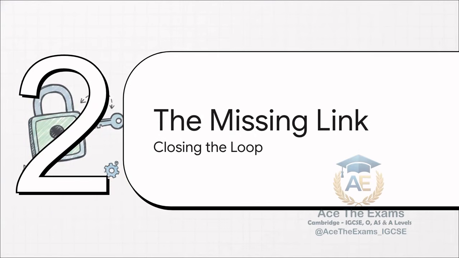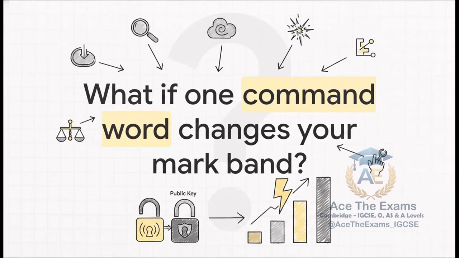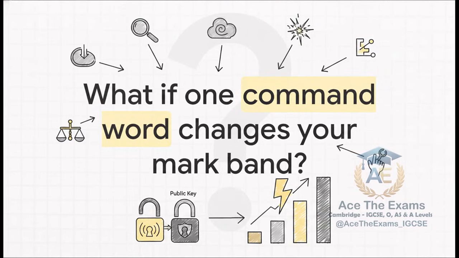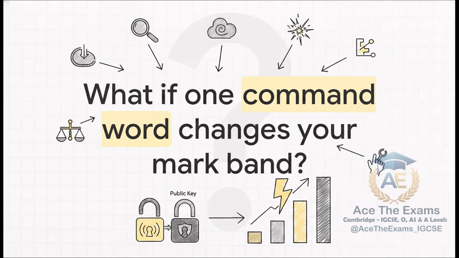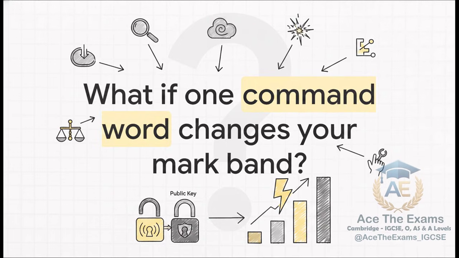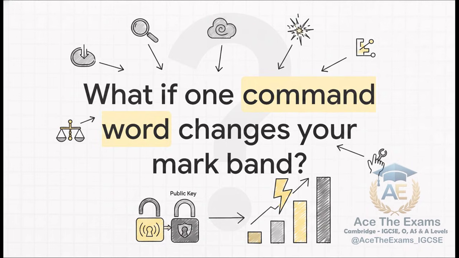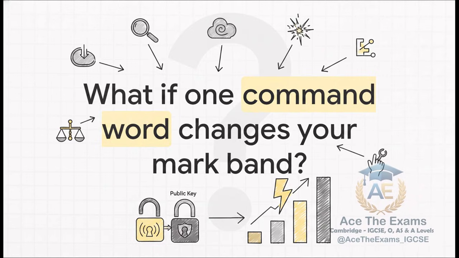Moving on to Section 4, the missing link. Let's finally close the loop. It's time to circle back to that question I asked you earlier about the hidden examiner clue. When you apply this step-by-step procedural framework, deconstructing the question, mapping out your PEEL response, one specific thing suddenly leaps right off the page at you. That hidden clue? It's the command word.